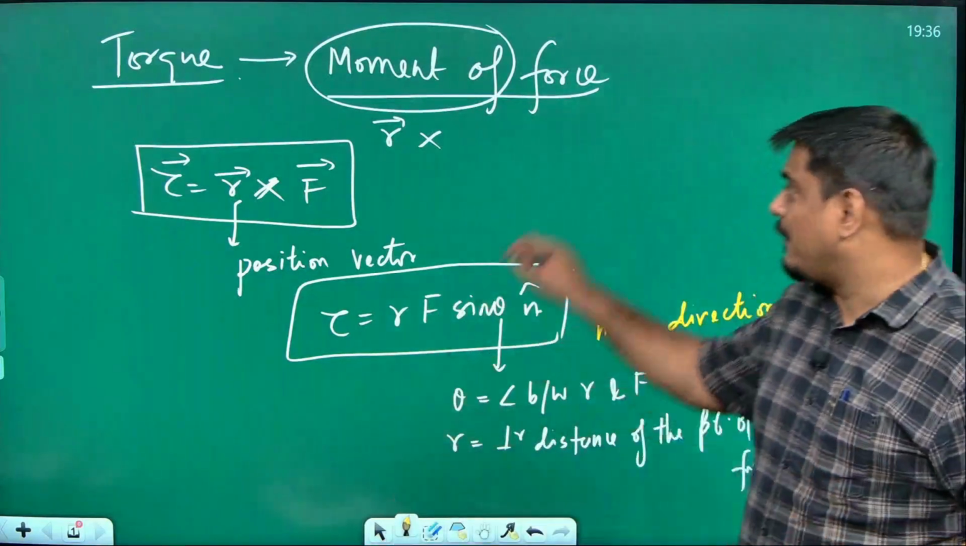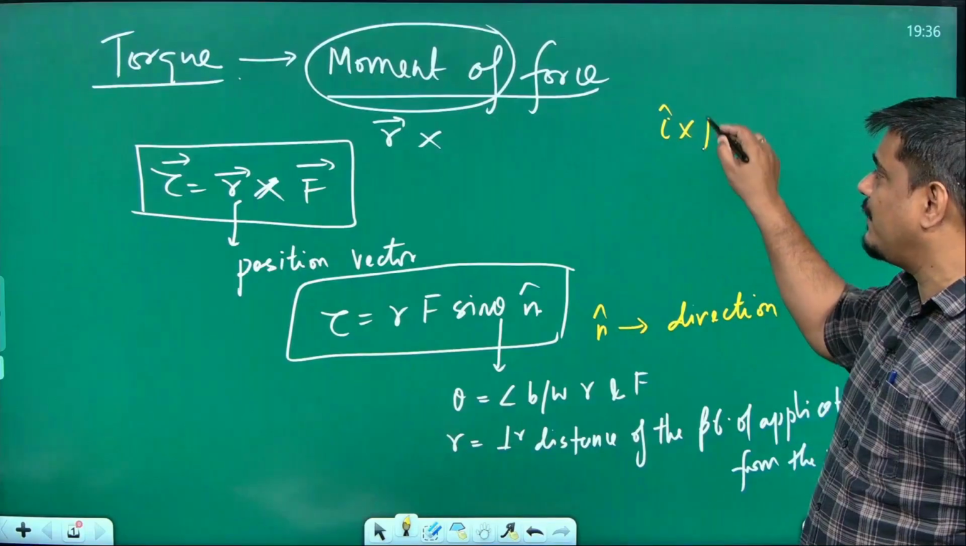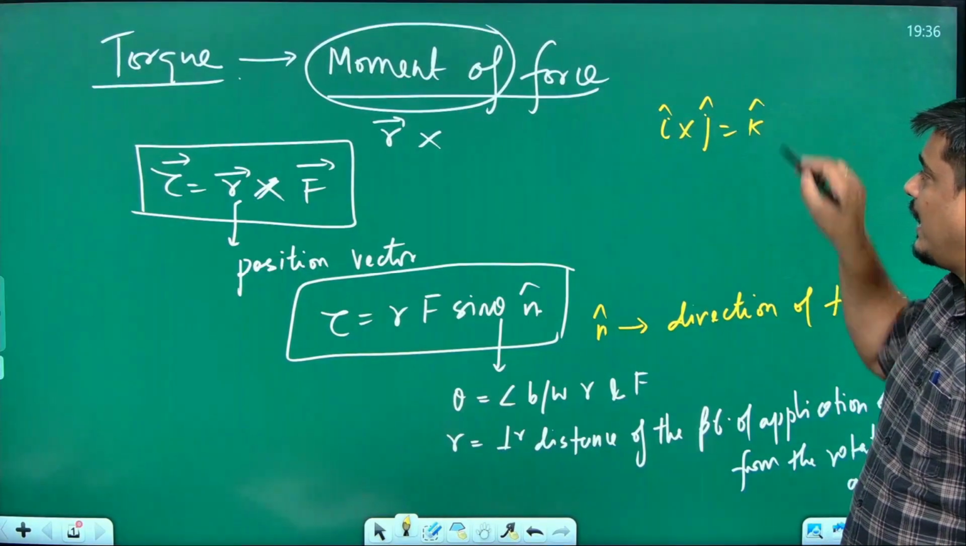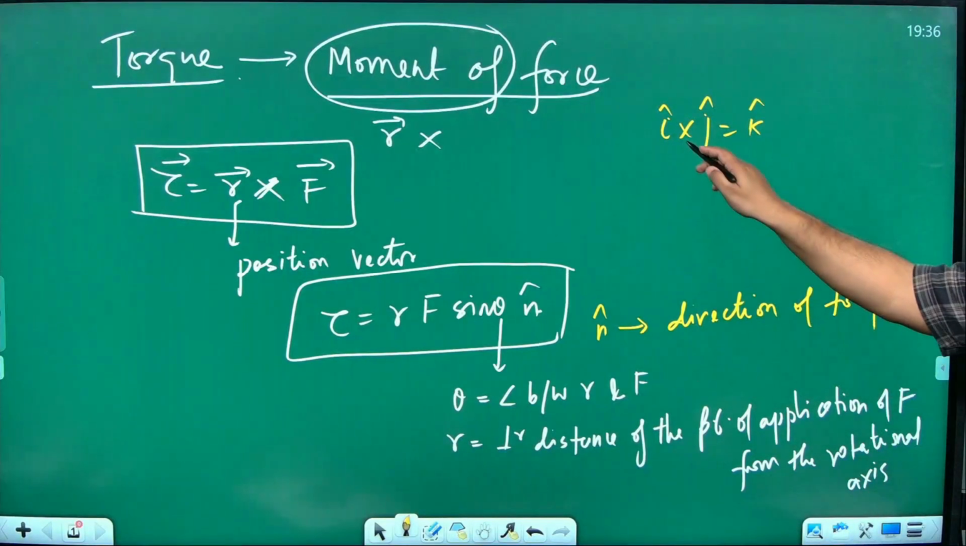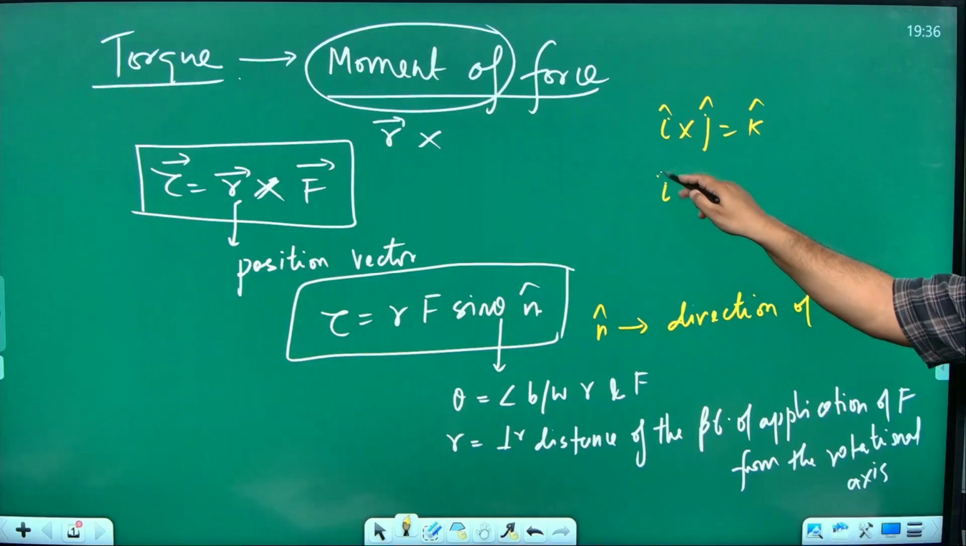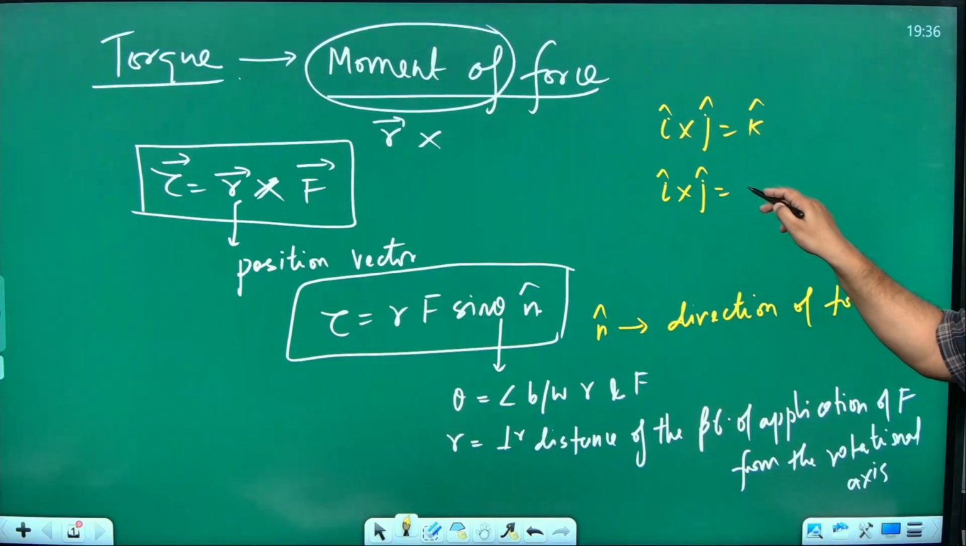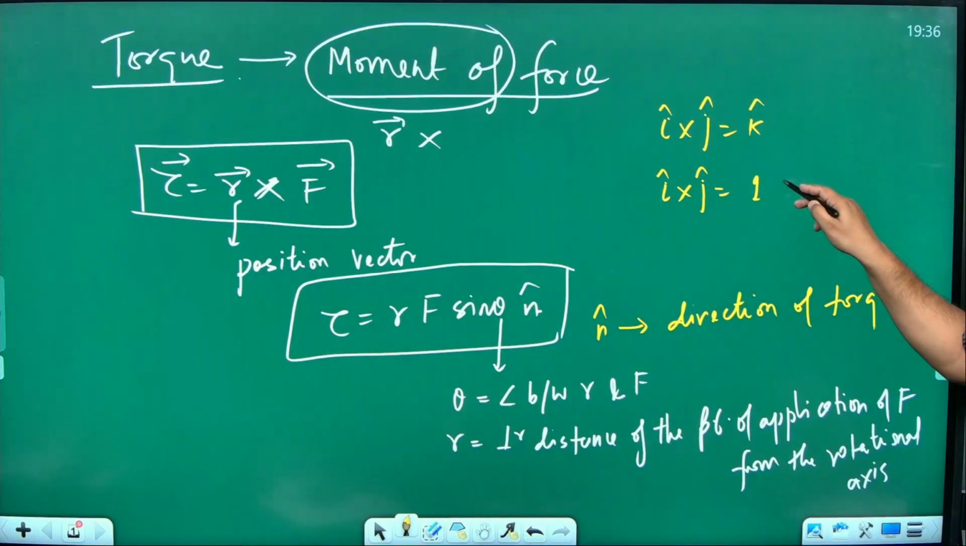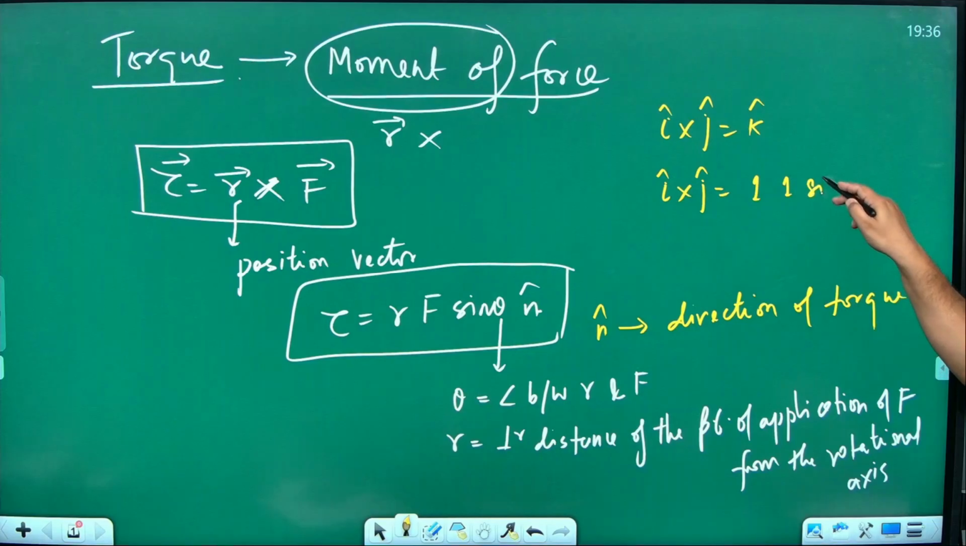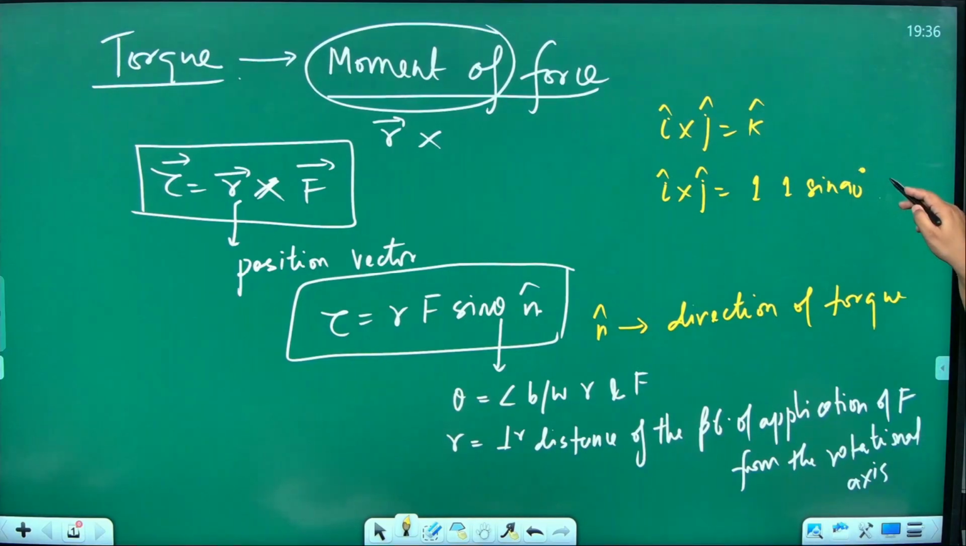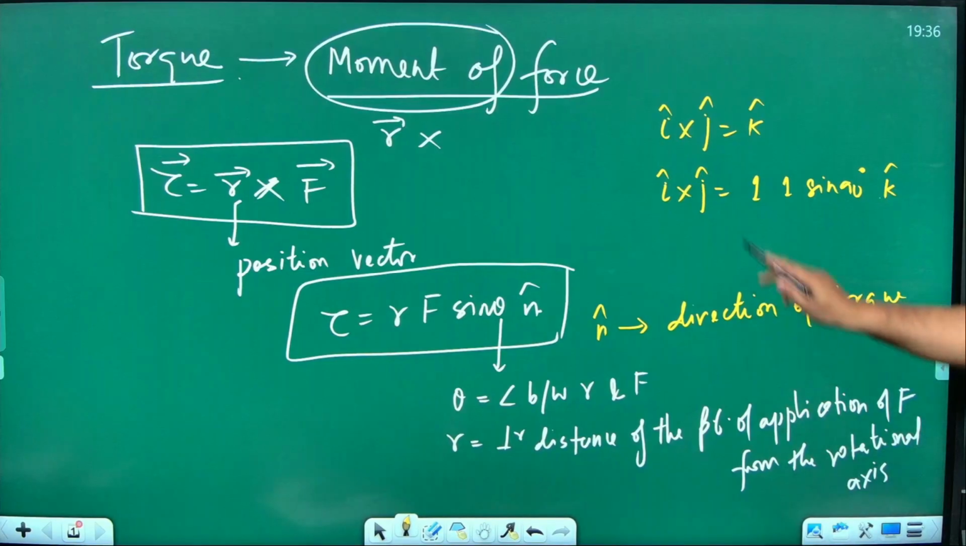That's the reason if I am writing i vector cross j vector, what I get? I get k vector. If I write i cross j, the result is magnitude of i is 1, magnitude of j is 1, then sine of the angle between them, 90 degree, and n cap. What is n cap? k. So that's why i cross j came k.